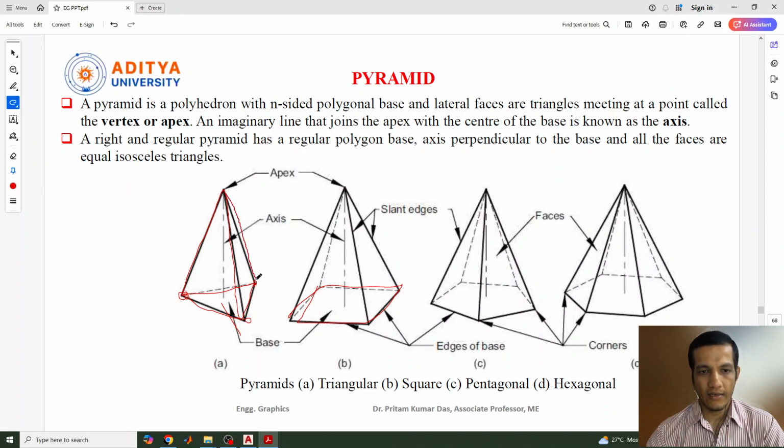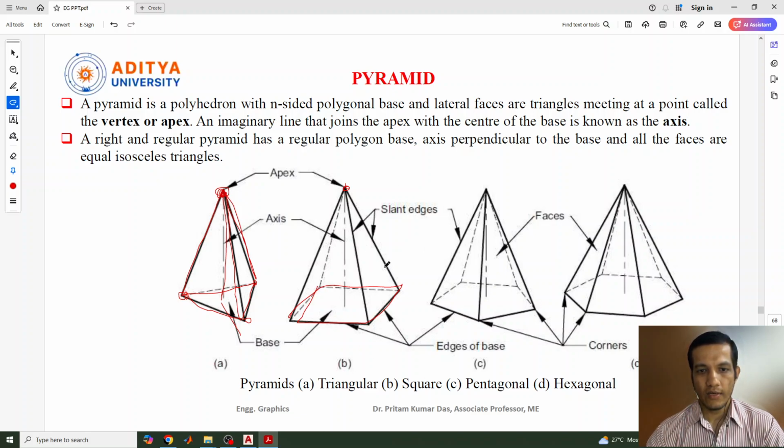Actually, these are the lines. It is called a slant edge. Okay, all these lines are called slant edges, and the top of this joint of the slant edges is called your apex, and the middle of this is called your axis. Okay, so the pyramid will look like this. So the base will be the object, which tells what kind of pyramid it is, and all the sides will be triangular faces, and this top part is the apex, and all these sides are the faces, and this is a square pyramid.